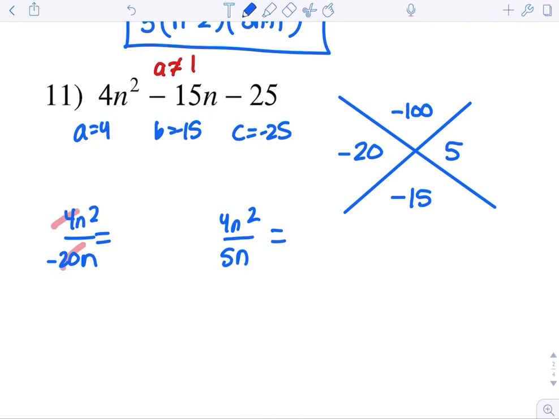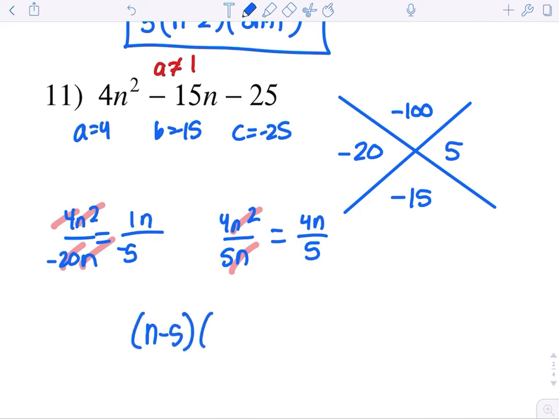4's cancel from top and bottom, so you get 1 over negative 5, and an n cancels from top and bottom, so you get n. Over here, n's cancel from top and bottom, so you get 4n all over 5. Factors: n minus 5, 4n plus 5.